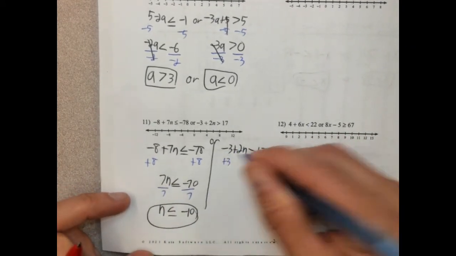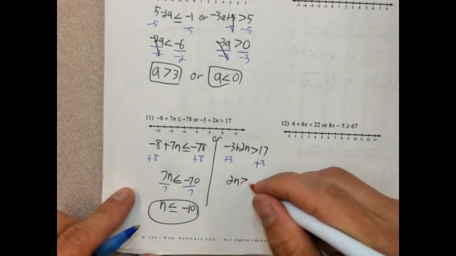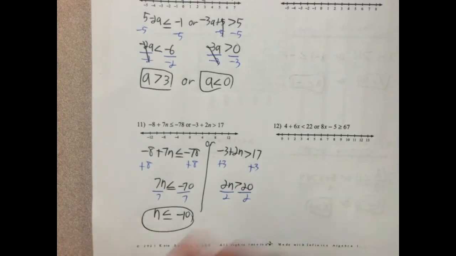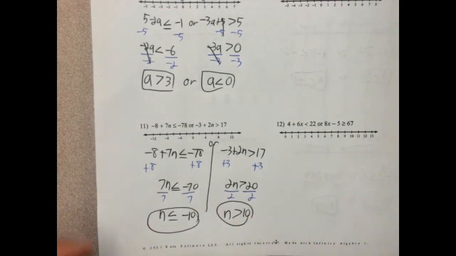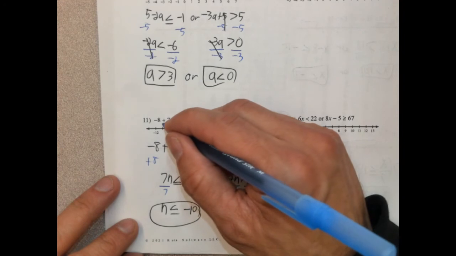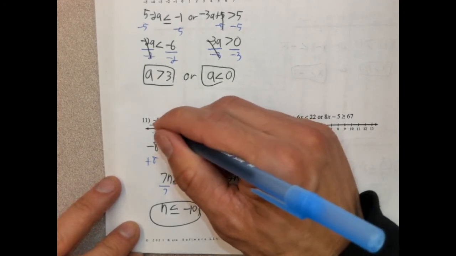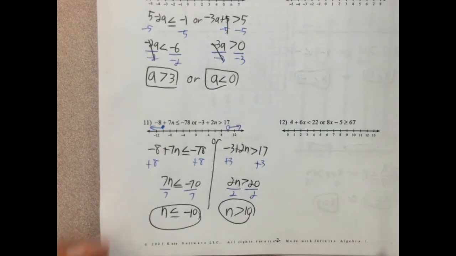So we're going to add 3 to both sides here. And we're going to be left with 2n is greater than 20. And divide by our coefficient. So n will be greater than 10. Okay. So we have inclusive at negative 10, which would be here, because 8, 12, this is in between, so it's going to be a closed circle going to the left. And this is non-inclusive at 10, so it's an open circle going to the right.